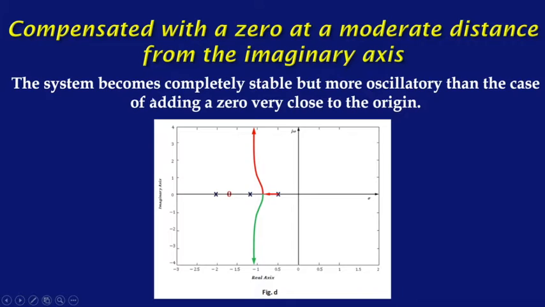So the system becomes completely stable but more oscillatory than the case of adding a zero very close to the origin. The general effect of addition of zeros is a tendency to pull the root locus to the left of the s-plane and hence improve stability.